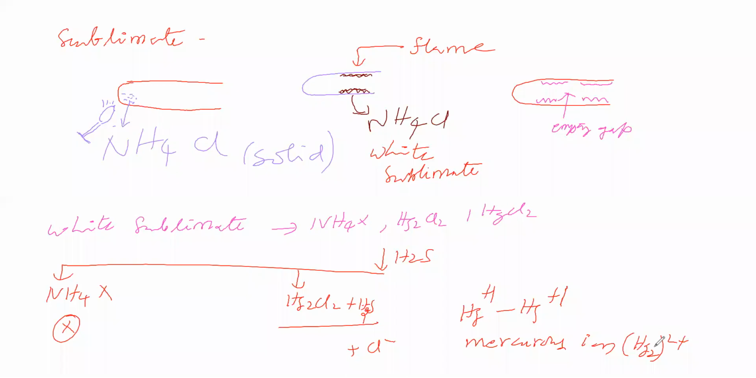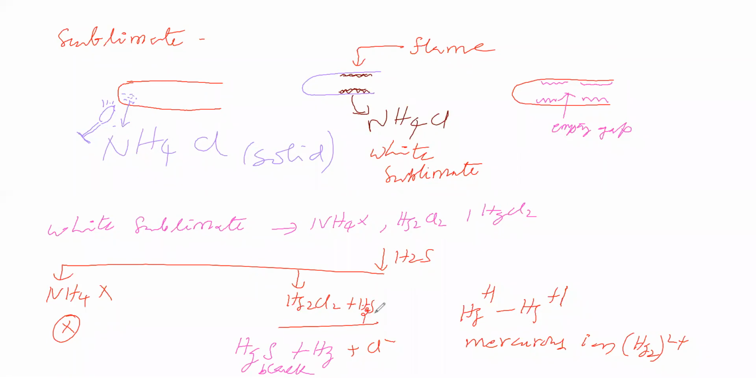Now in this Hg2 2+, one Hg+ takes an electron and becomes mercury. Another Hg+ donates an electron and becomes Hg2+. Hg2+ takes sulfide and gives HgS. This HgS is black.